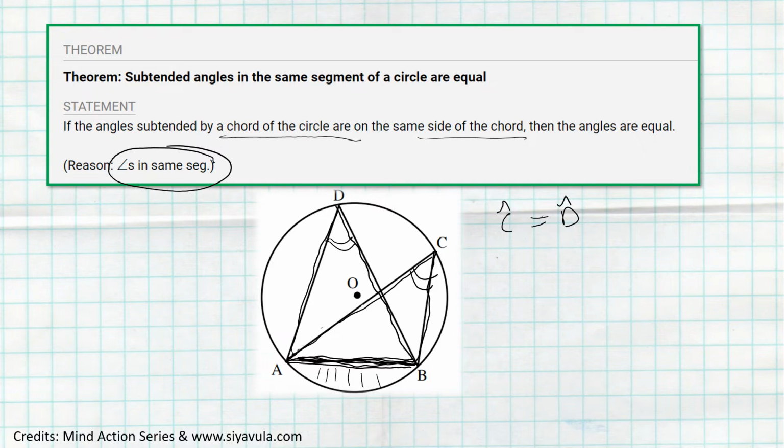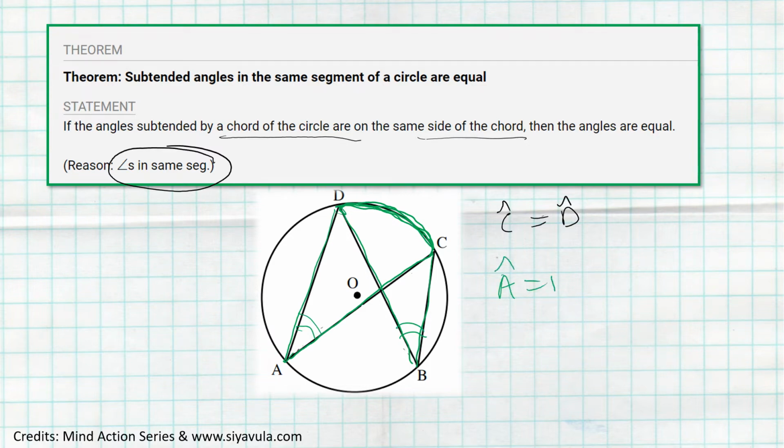Not only can they be subtended by a chord, they can also be subtended by an arc. For example, take a look at DC here as your arc, it's subtending an angle at the circumference, and the same DC is subtending another angle at the circumference. Because these angles are in the same segment, they will also be equal. So that's exactly what the theorem says.